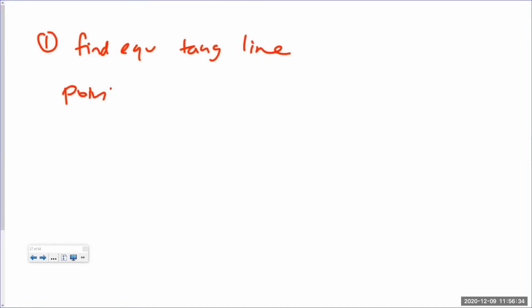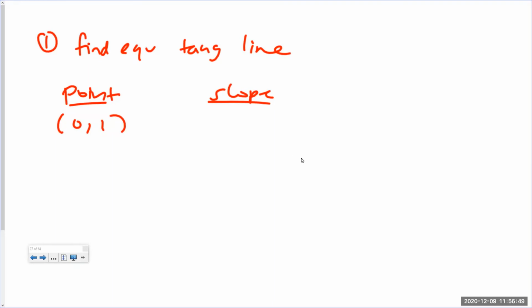A point and a slope. What point did they give you on number 1? What slope did they give you? Oh, did they give you a slope? No. How do you find the slope of a tangent line? The slope of a tangent line.